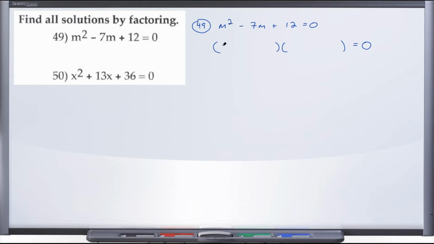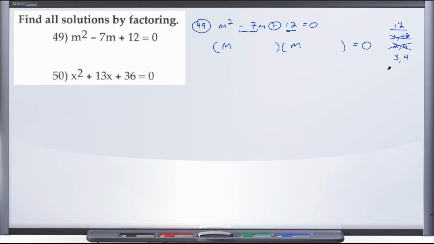And we're dealing with m, so we're going to split that m squared up into m and m. And now we're looking for factors of 12 that add to give us -7. Well, let's see, what are the factors of 12? Well, 1 and 12, 2 and 6, 3 and 4. So from this list, which factors can we add to get -7? Well, we can't get a -7 out of 1 and 12, and we can't get a -7 out of 2 and 6, but 3 and 4 we can, right?